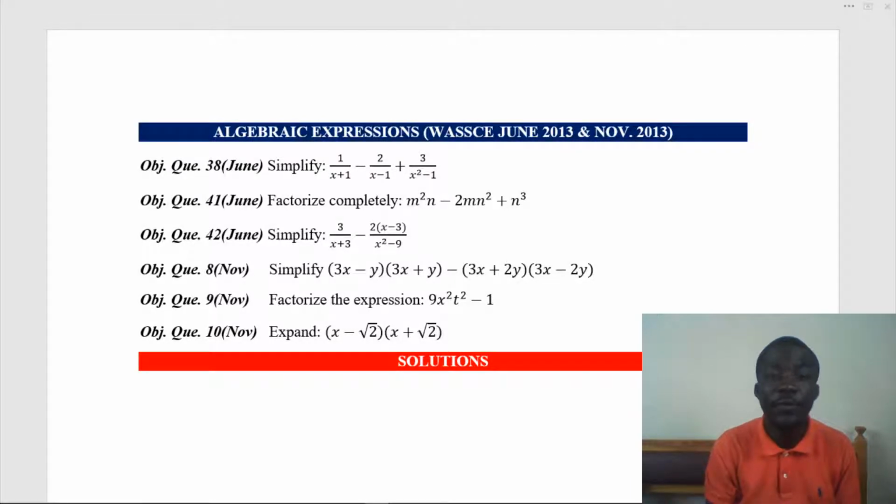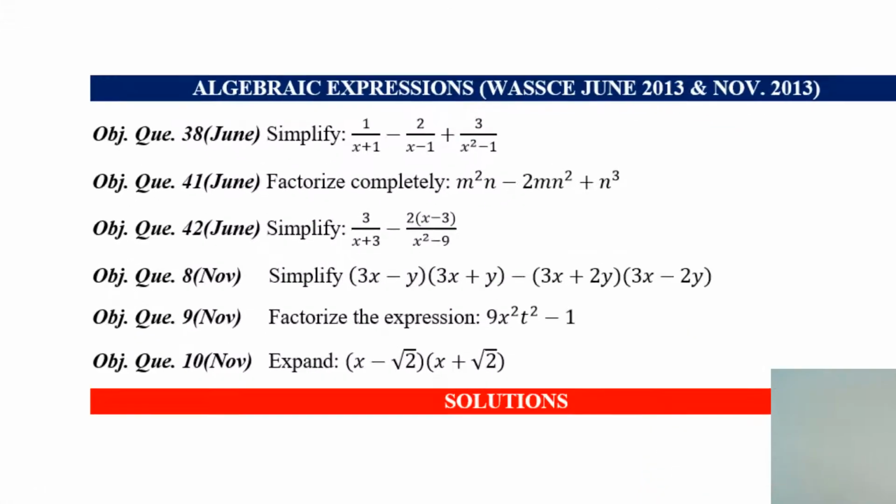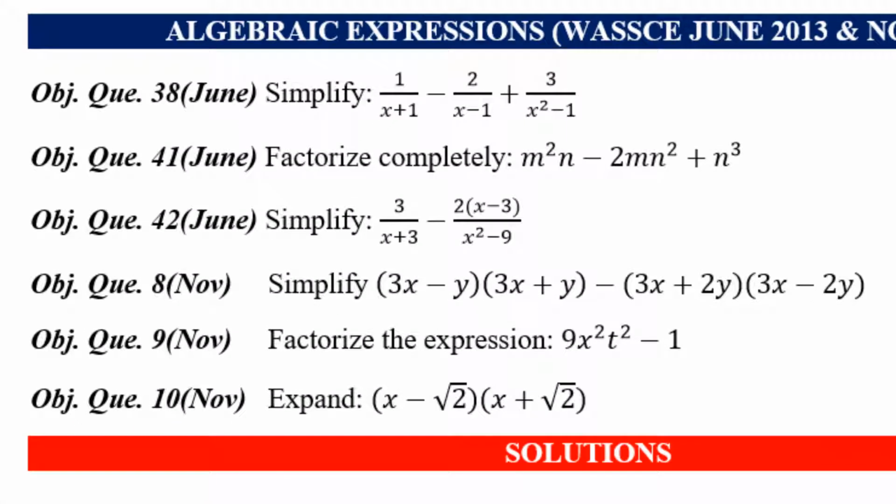In this tutorial, we are going to solve the algebraic expression questions in our WASSCE June 2013 and November 2013. Objective question 38, June. Simplify 1 out of x plus 1 minus 2 out of x minus 1 plus 3 out of x squared minus 1.